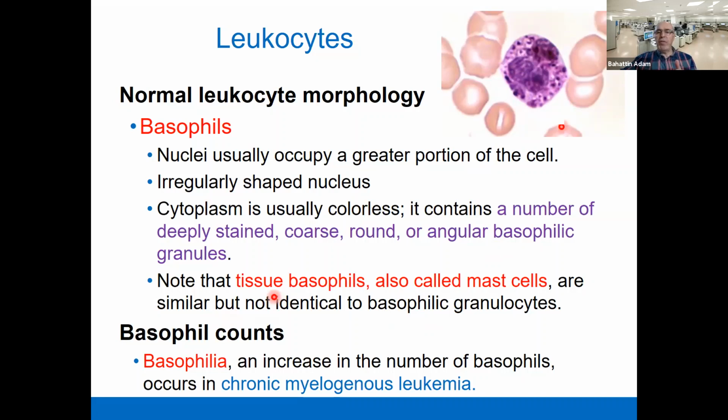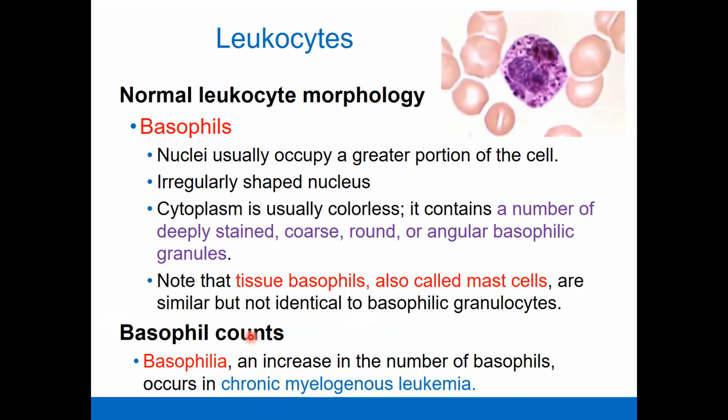The tissue basophils, also called mast cells, are similar but not identical to the basophilic granulocytes. Basophilia means an increase in the number of the basophils, and usually we see such a condition in chronic myeloid leukemia.